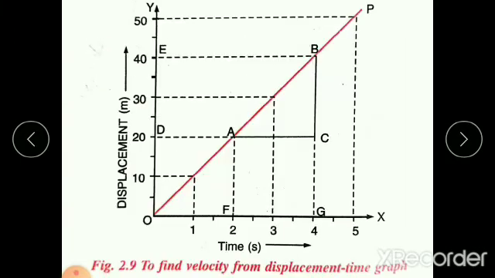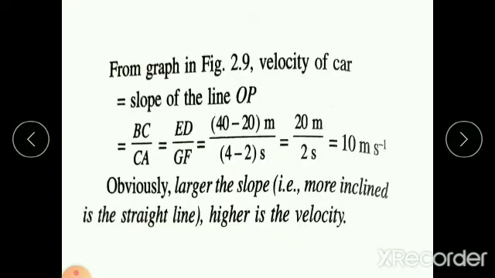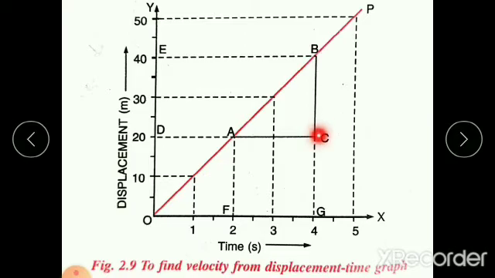So you are going to draw the perpendicular lines AD and BE as well as AF and BG. So you have got a triangle over here, right? So using that you can find the slope. Slope of the line OP will be equal to BC divided by CA.